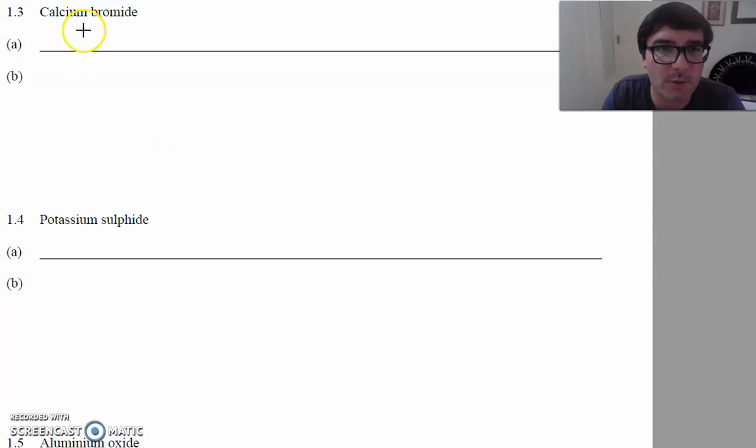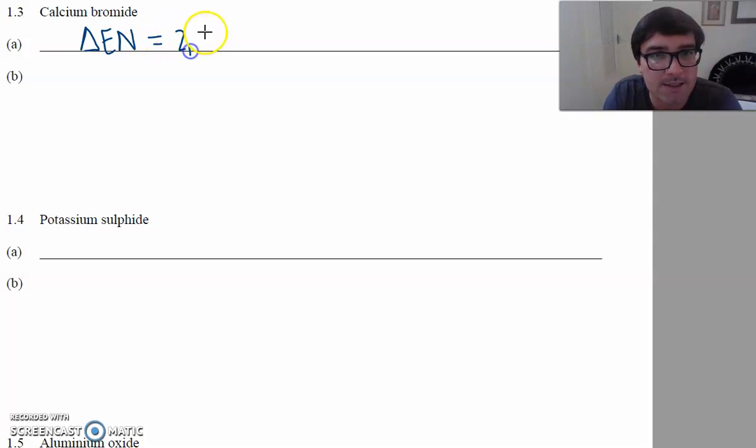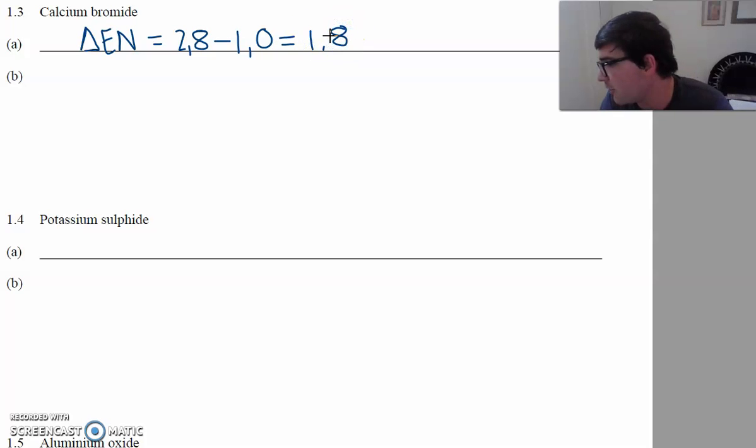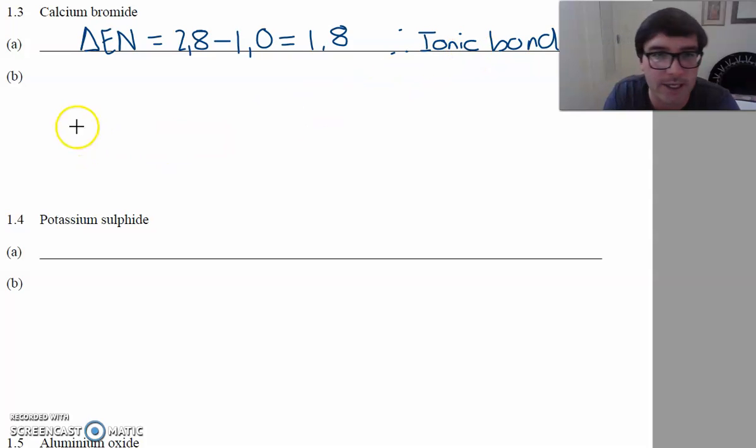In the next question, we've got calcium bromide. So the electronegativity difference between calcium and bromine: bromine has an electronegativity of 2.8, whilst calcium has an electronegativity of 1.0. This gives a value of 1.8. It will still be an ionic bond. Why? Because we've got a metal and a non-metal atom bonded.